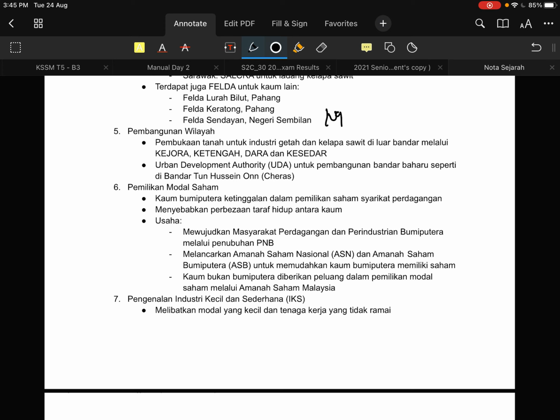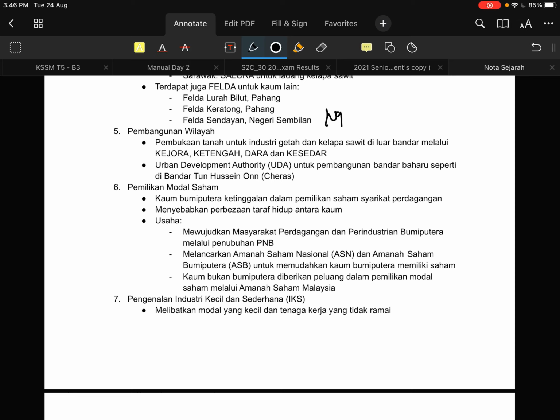And then number six is Pemilikan Modal Saham. So basically investment in stocks, shares. Back then, the Bumi Putra did not really invest in shares, so they are quite far behind. To stop them from falling behind further, they made these corporations just for Bumi Putra.